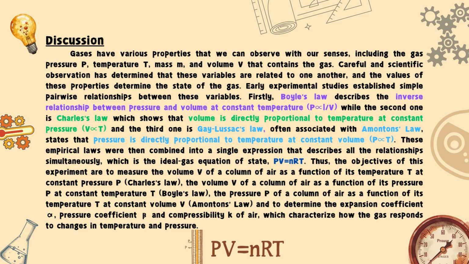Gases have various properties such as pressure, temperature, mass, and volume, and careful scientific observation has determined that these variables are related to one another, in which the values of these properties determine the state of the gas. Then, the 3 empirical laws established from early experimental studies are Boyle's law, Charles' law, and Gay-Lussac's law, and these 3 empirical laws can be combined into a single expression that describes all the relationships simultaneously, which is the ideal gas equation of state, PV equals nRT. Thus, these are the objectives of this experiment.